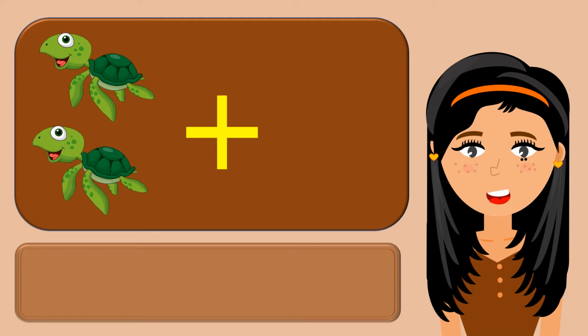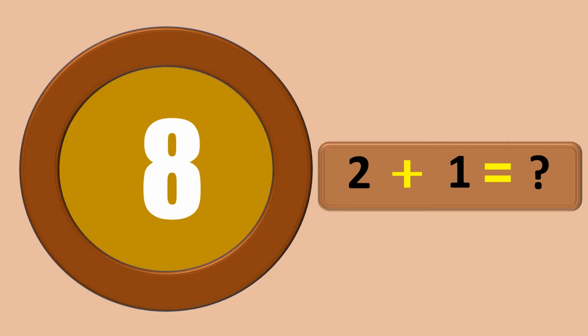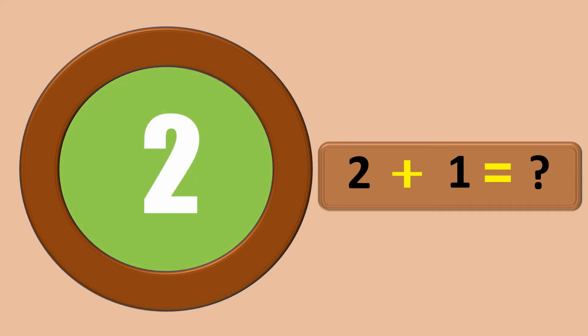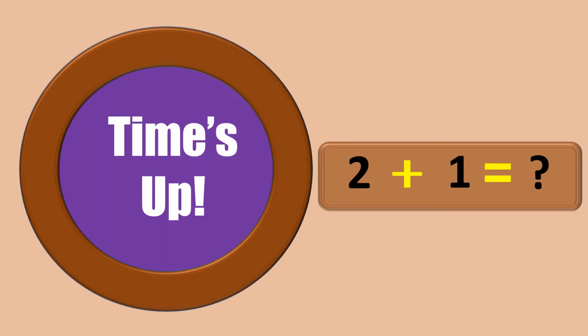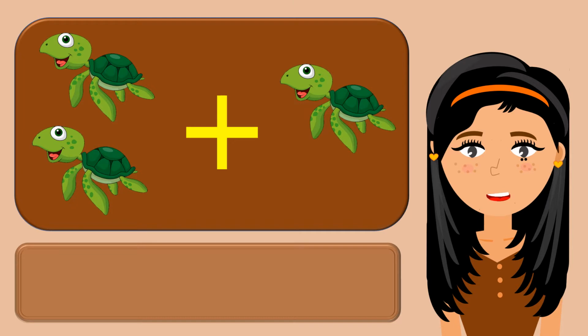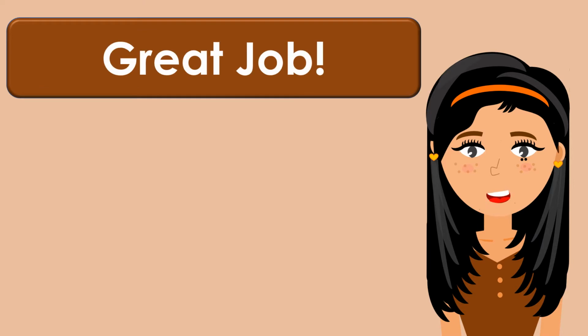1, 2. 1. 2 plus 1 equals 1, 2, 3. 2 plus 1 equals 3. 1, 2, 3. Good job! Let's have the next question.